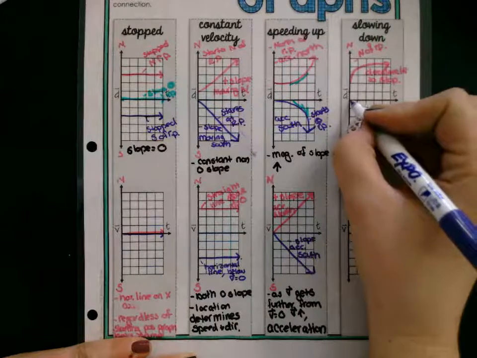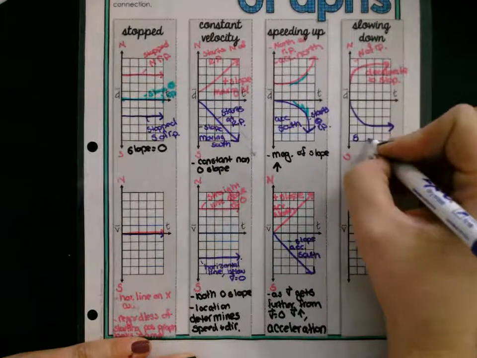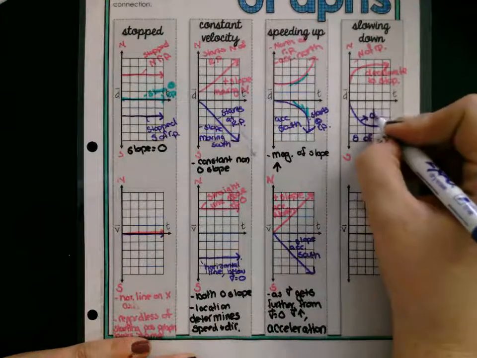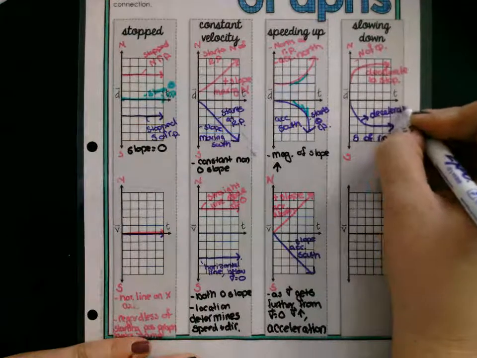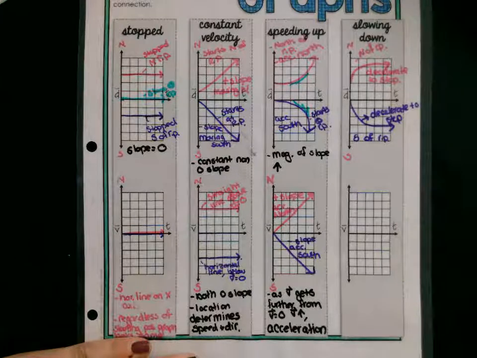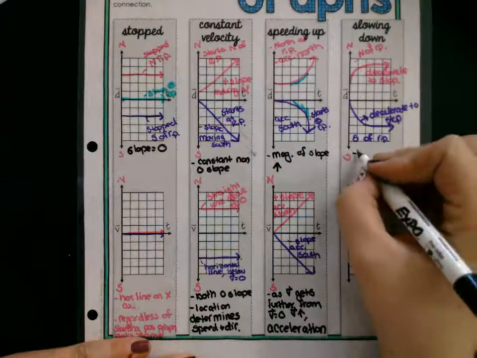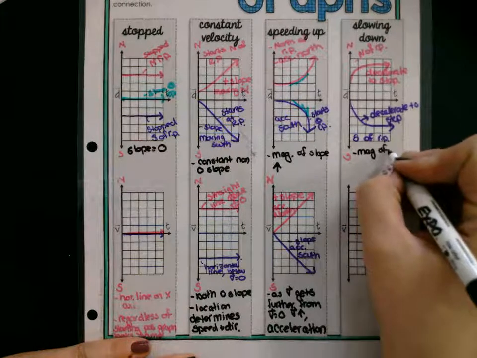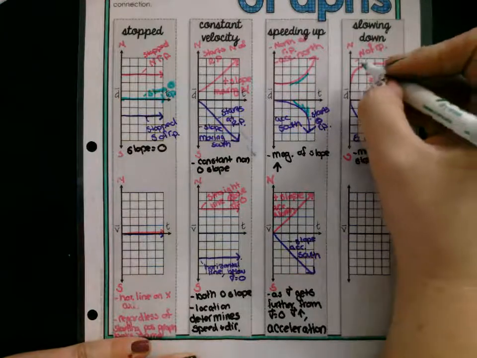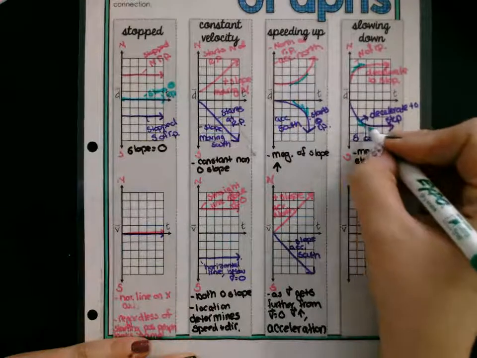All right, and if I was south of the reference point, it would look like this. So I'm south of the reference point, and I decelerate to a stop. We know this because when we drop our tangent lines, the magnitude of the slope decreases. So as I go around the corner, my slope decreases. Same with here.